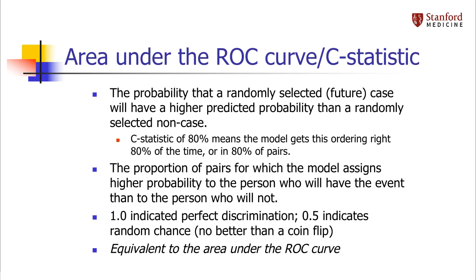But what exactly is the C statistic? The C statistic is the probability that a randomly selected case will have a higher predicted probability, say from your logistic regression, than a randomly selected non-case. So if you have a C statistic of 80%, that means your model gets the ordering right, gives the case a higher predicted probability than the control 80% of the time. And of course, we're looking for a value of 1, that would be perfect discrimination. A value of 0.5 indicates no better than a coin flip.